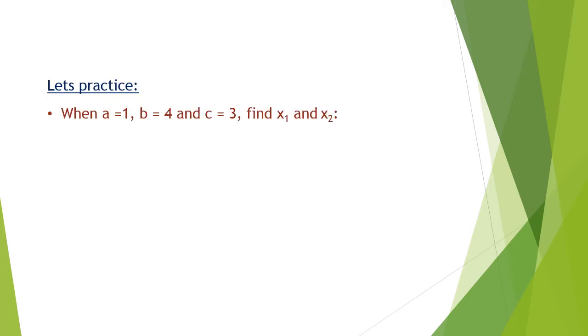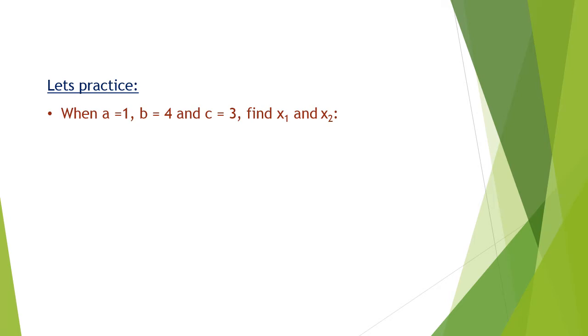Let's practice. Here A is equal to 1, B is equal to 4, and C is equal to 3, and we have to find the two numbers x1 and x2. Let's first find the product. The first thing we have to do is find the product of AC. If it is positive, then remember, we have to find two numbers such that x1 plus x2 is equal to S, or B.